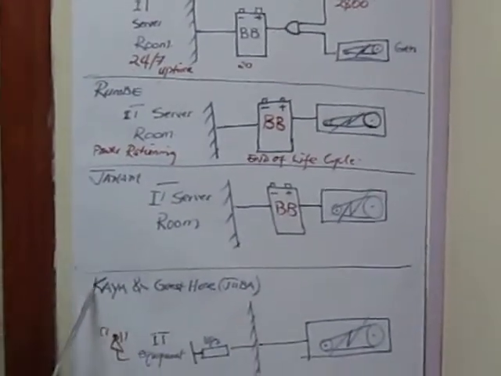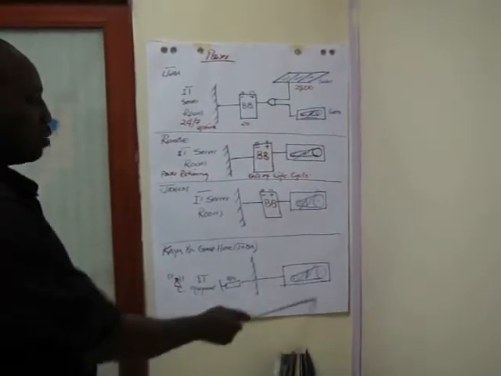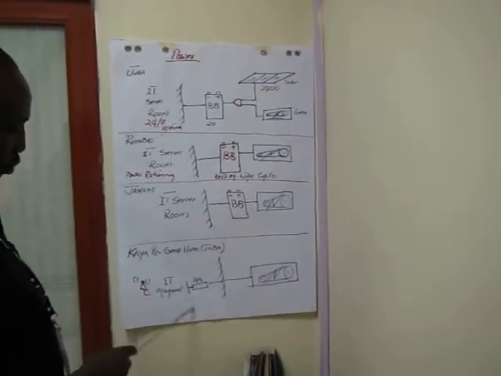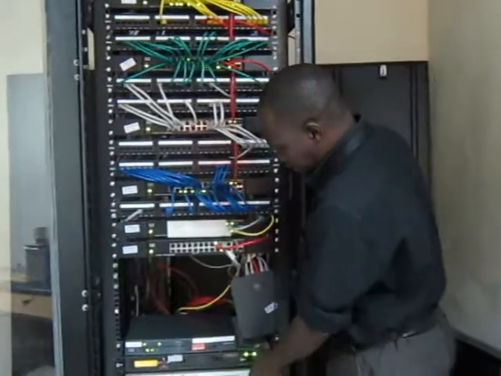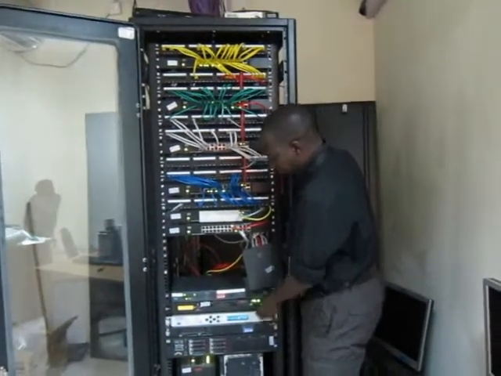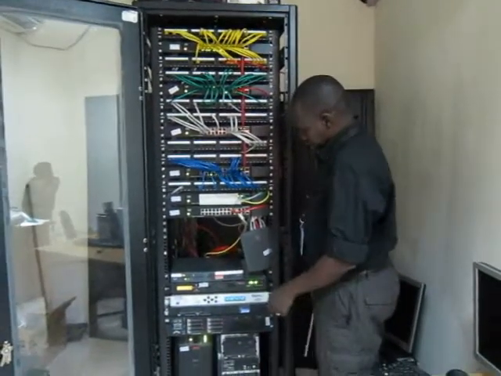But the completely different scenario is in Kaya and the guest house. Both get direct power from the generator, and we have a small UPS only to protect our IT equipment. We have two modems here. This one is the RX modem, and this one is the TX modem.